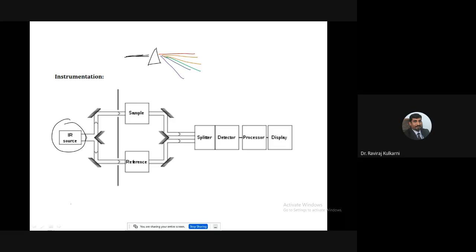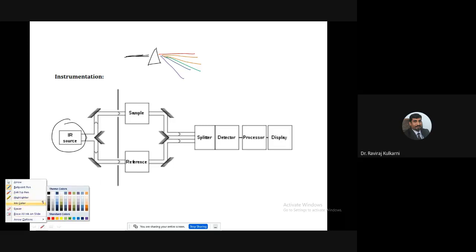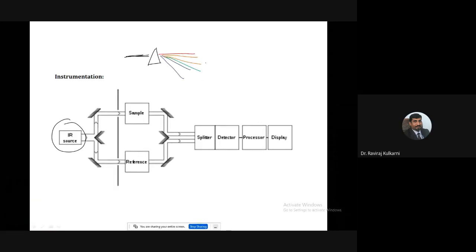I want to collect only the green light. So what should I do? I should use a small pinhole, a slit, to collect the green light. The rest of the light is reflected and only green light is transmitted. So what will I get? Monochromatic light. You can use a simple prism to make the light monochromatic.